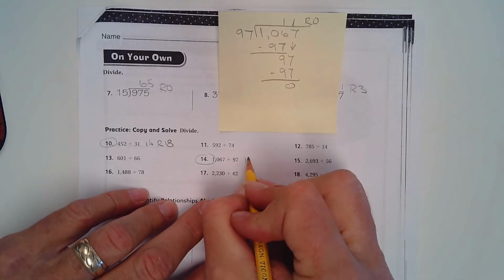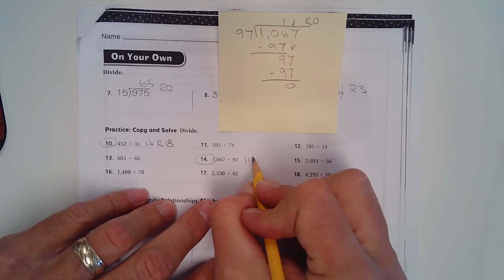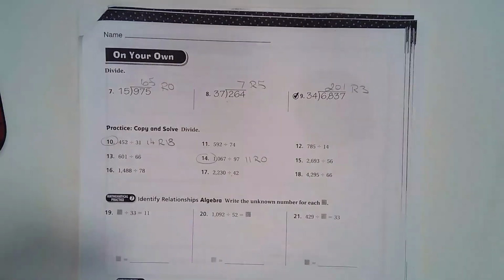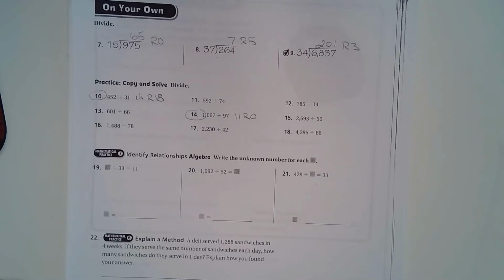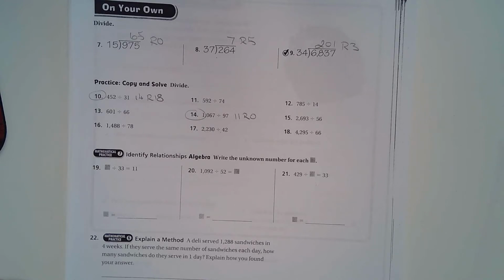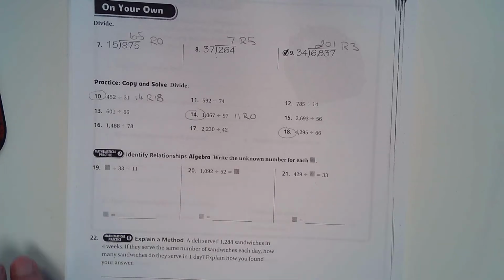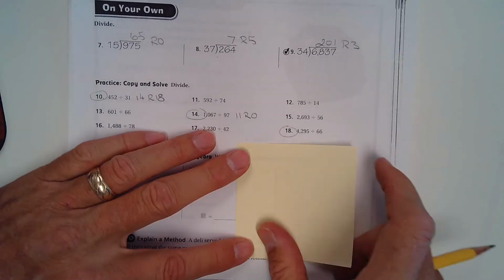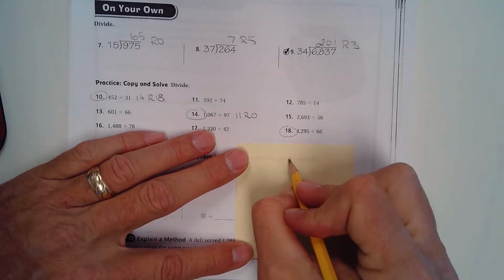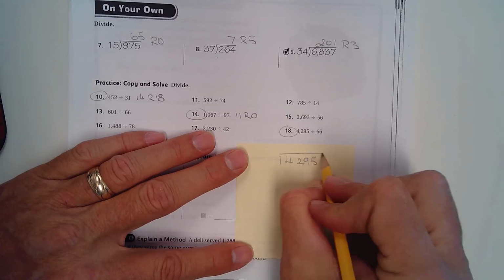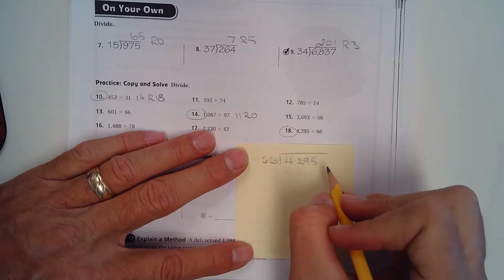That was easy. I thought it was going to be a harder one. 11, remainder 0. I was trying to pick hard ones to help you guys out here. All right, how about this one? Let's do 18. What do we have here? We have 4,295 being divided by 66.